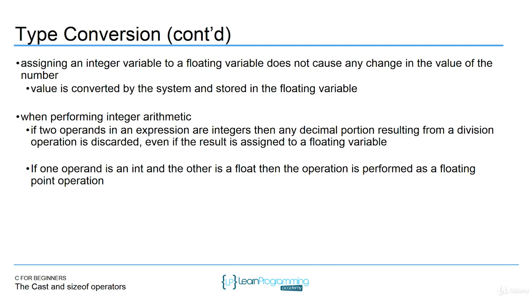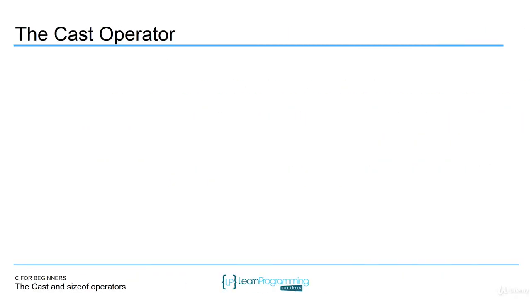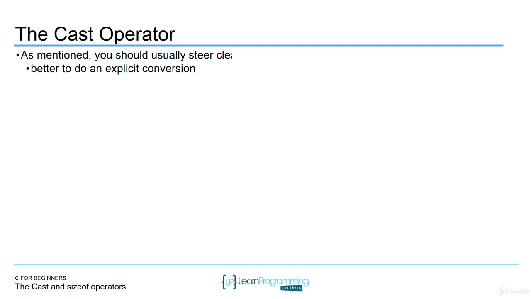So two ints in a division, it's going to be a whole number. An int and a double or float, it's always going to be a decimal floating point operation. And this is the implicit conversion. That's really what you need to understand is going on and done for you by the program if you don't do anything. However, you should try to do some explicit conversions, which you can do with the cast operator.